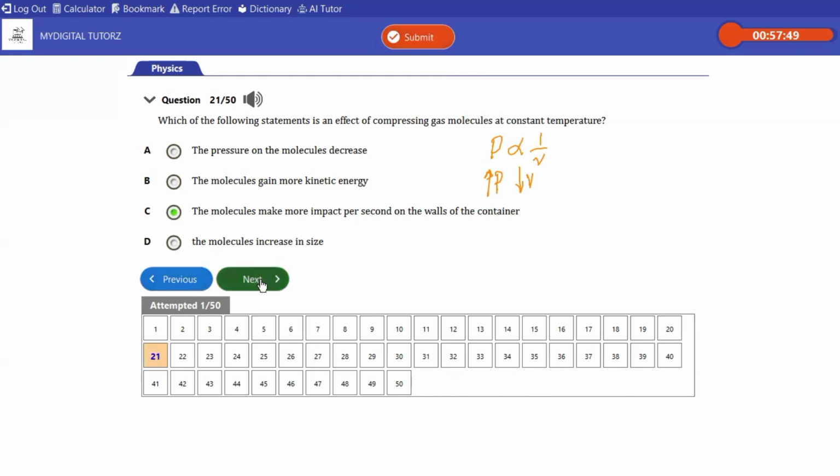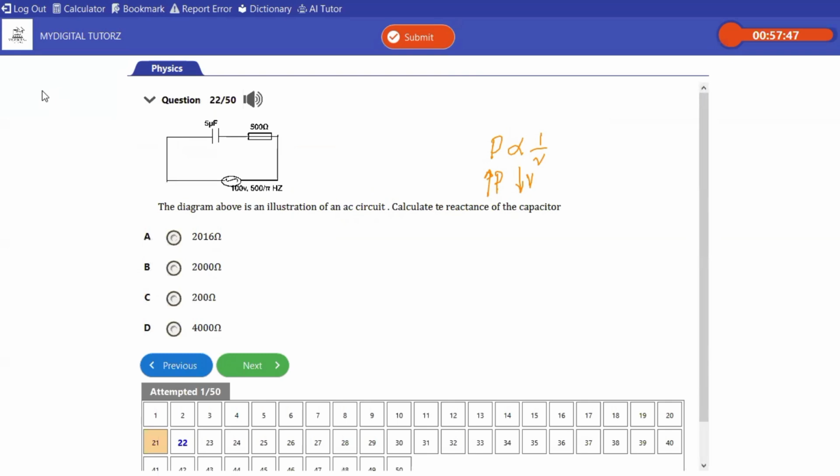Are we together? So question 22 says, we have this diagram. The diagram above is an illustration of an AC circuit, alternating current. Calculate the reactance of the capacitor. We are looking for the reactance of the capacitor. Another question, you might be asked to calculate the impedance because it involves a capacitor and resistor in series.